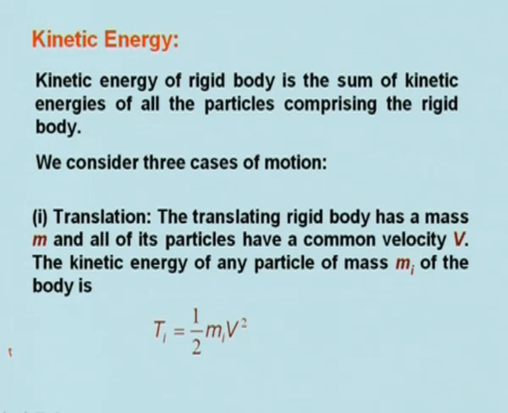Now, we consider three cases of motion. One is the translation. You know that in the translation, each line in the body moves parallel to itself. So, there is no rotation, omega is 0. So, the translating rigid body has a total mass m, and all of its particles have a common velocity v. Then the kinetic energy of any particle of mass mi of the body is Ti equal to half mi v square.